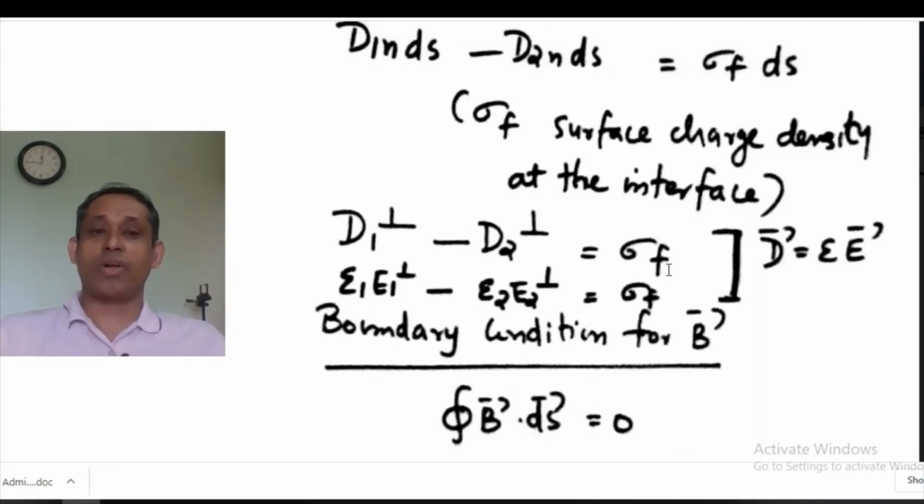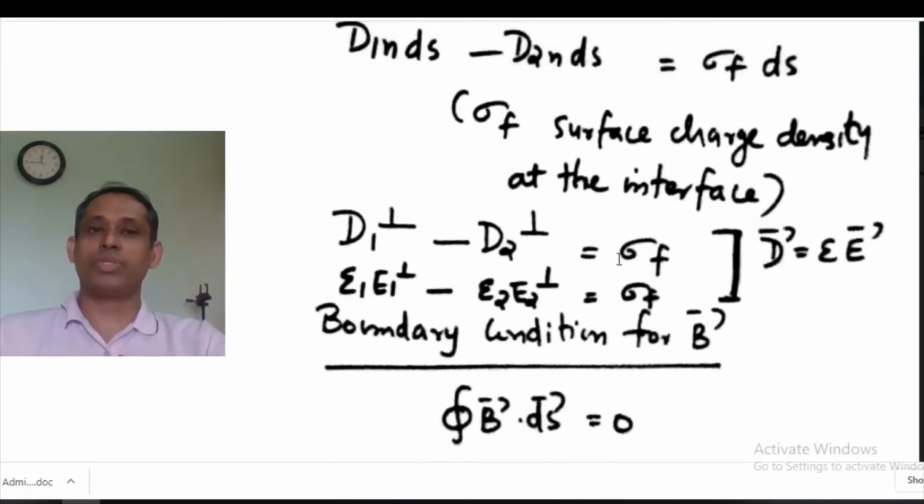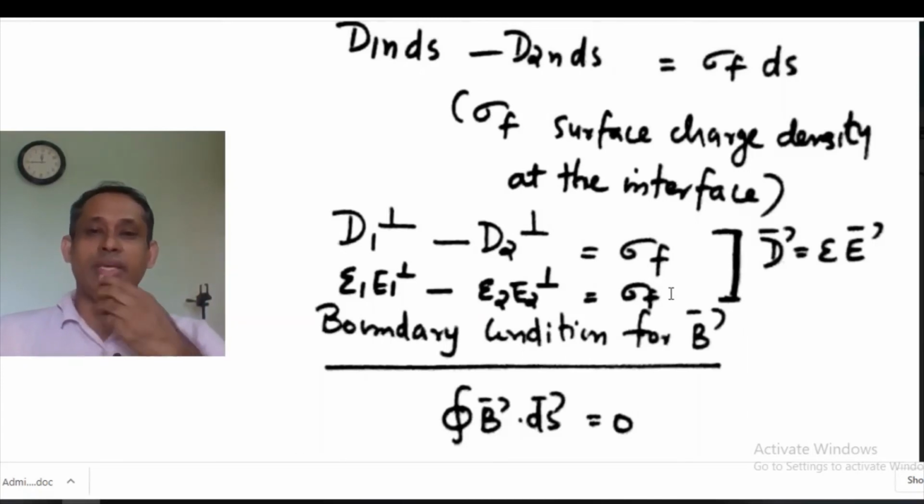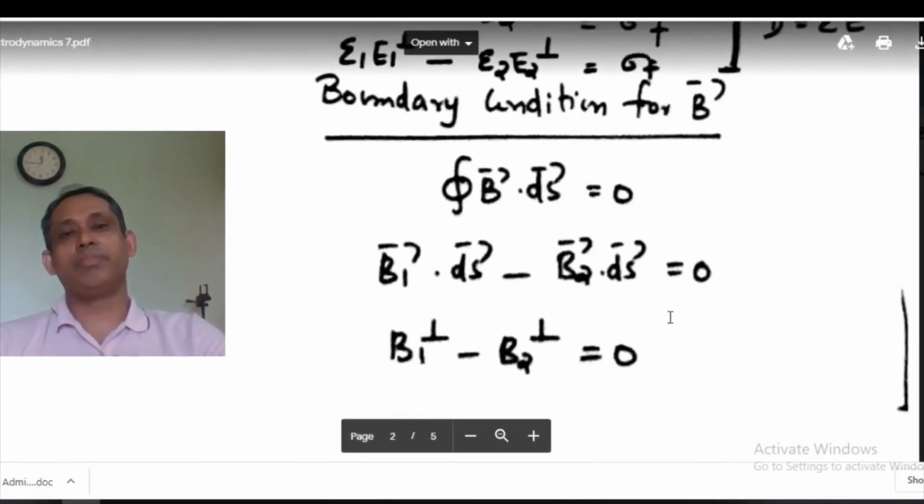We see the normal component of the displacement vector is not continuous across the boundary. D1 perpendicular minus D2 perpendicular is equal to sigma f. Since the right hand side is not 0, we can say the normal component of the displacement vector is not continuous.